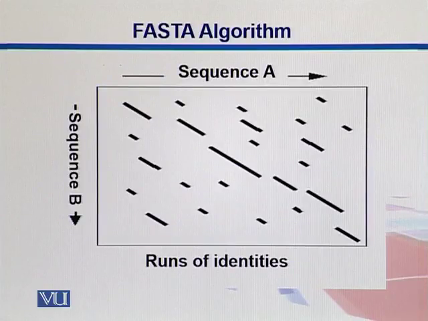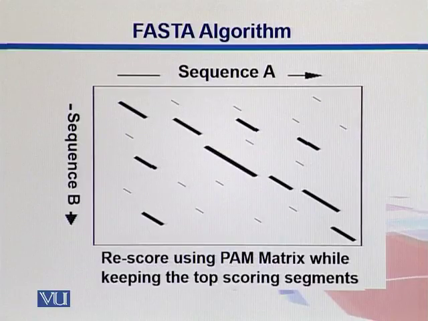So here is how it works. We take sequence A and sequence B, and within those sequences we look into small chunks or fragments. We align them together, and then we see that along a diagonal line we have most of those similarities. We call them runs of identities, some of smaller length and some of larger length. Next we take those fragments and rescore them using matrices like PAM matrices, and then we keep the top scoring segments. The rest of them are trimmed out.